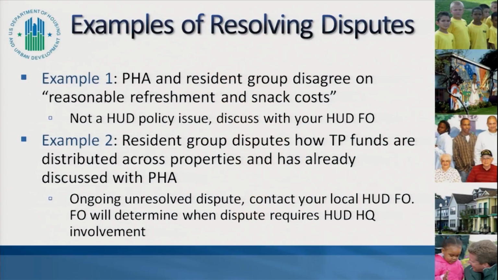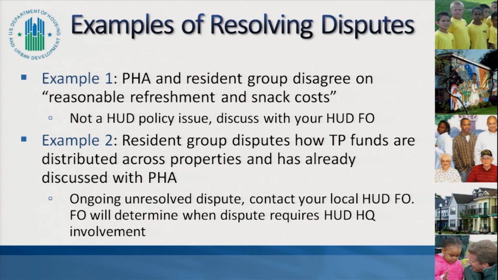In the second example, we have a resident group that disputes how the tenant participation funds are distributed across properties and has already discussed this with the PHA. This is something that we see in large PHAs where there's some system set up that works across the PHA. Ed, do you have some thoughts on this one?